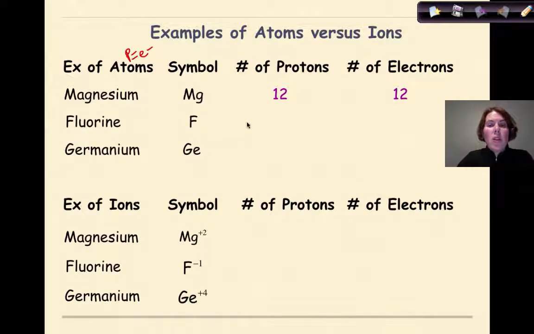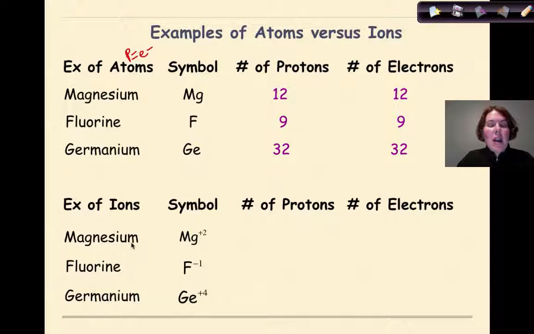For fluorine, the number of protons will be 9 because the atomic number is 9. Therefore, the number of electrons will be 9. Germanium has the number of protons of 32. Therefore, the number of electrons are 32. So again, with an atom, the number of protons and electrons are going to be equal to each other. Let's now go and look at some ions.